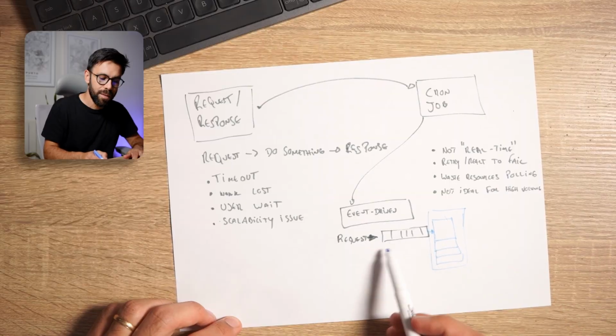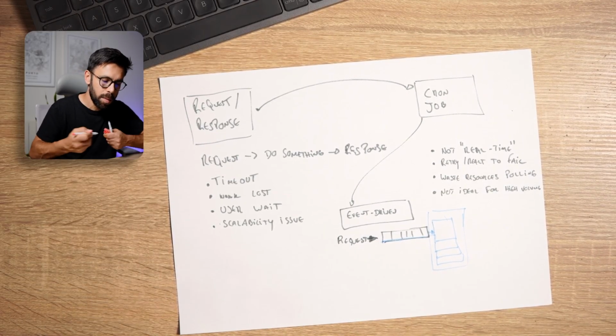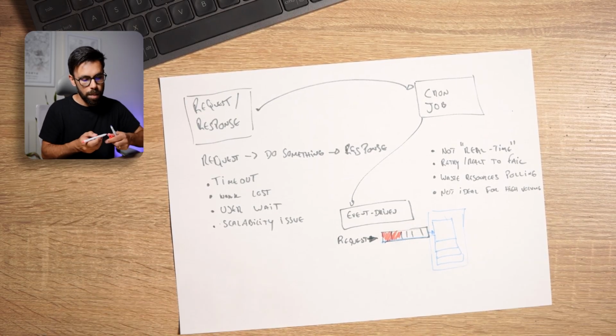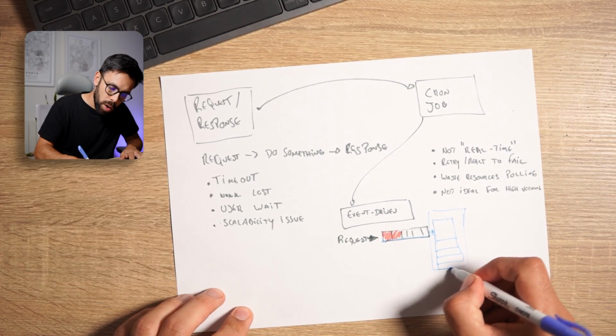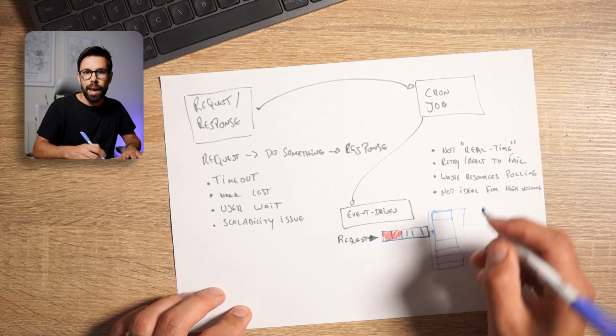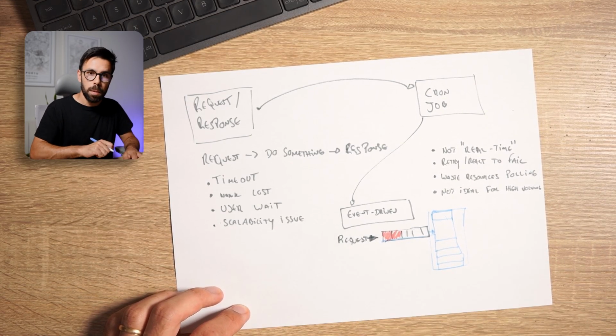If I have a problem of this queue that keeps growing and some of those messages that are here have been here for a long time, I can just scale the system, bring some more workers in, and I can decrease that gap. I can start processing them faster. So that's the scalability part.